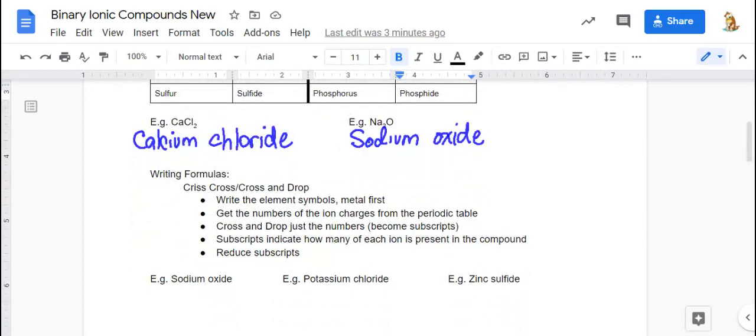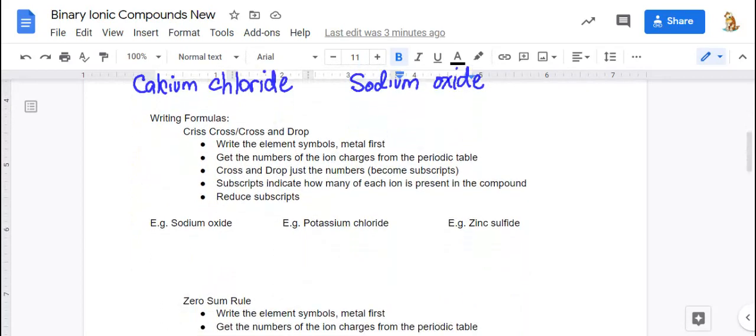Writing formulas, there's two different methods you can use. There's the crisscross or cross and drop. This is probably what you used previously. And then there's the zero sum. For simple ionic compounds, there's no real difference, both equally useful. But when you're getting into multivalent metals, the zero sum rule really works better.